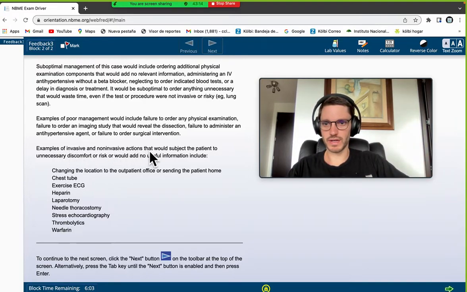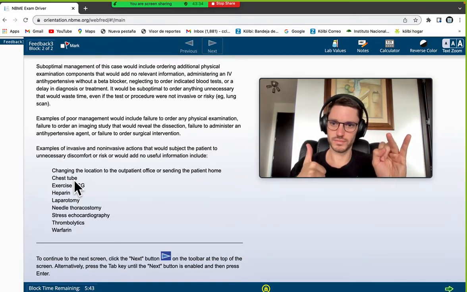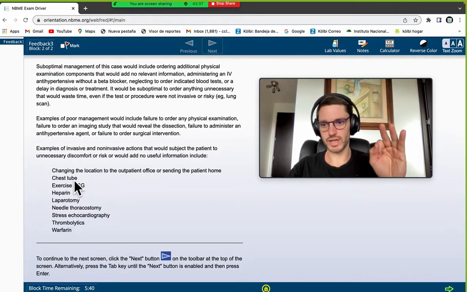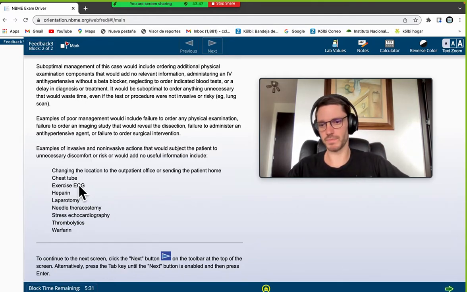Examples of invasive and non-invasive actions that would subject the patient to unnecessary discomfort or risk. Okay, let's see if we order any of these. Chest tube, no. Changing the location to outpatient office or home, no. I changed the location to the ICU. Seems better. Exercise ECG, no. Heparin, no. Laparotomy, no. Needle thoracostomy, no. Stress echo, no. Thrombolytics, no. Warfarin, no. Okay. And yeah, that's it.